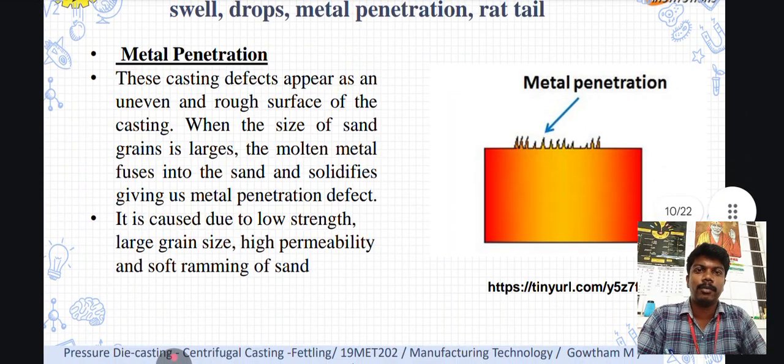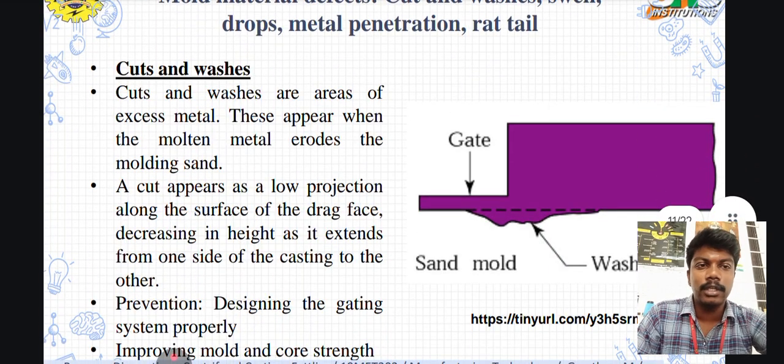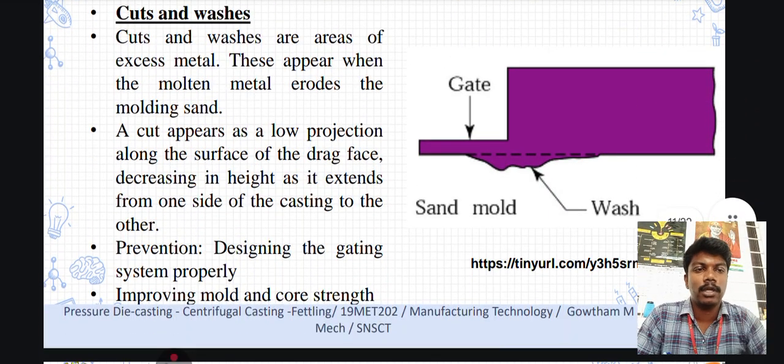Here is metal penetration. Metal penetration is a defect that appears as an uneven and rough surface of the casting. When the size of the sand grains is larger, the molten metal fuses into the sand and solidifies, giving the metal penetration defect. Then followed by cuts and washes. The picture shows this clearly. Cuts and washes are areas with excess metal that appear when the molten metal erodes the mold sand. The cut appears as a slope or projection along the surface of the drag face, decreasing in height from one side of the casting to the other.